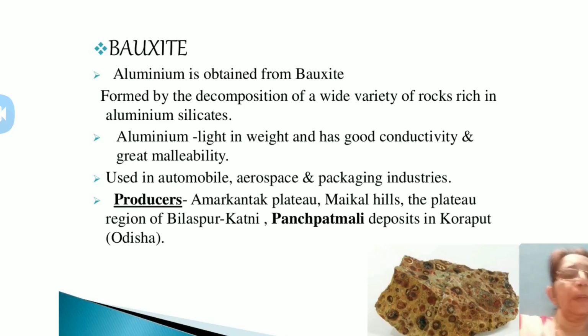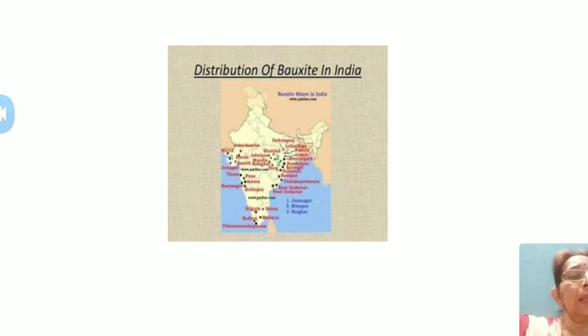Next we have bauxite. Aluminium is obtained from bauxite, formed by the deposition of a wide variety of rocks rich in aluminium silicate. Aluminium is light in weight and has very good conductivity, used majorly in automobile, aerospace and packaging industries. The main producers of bauxite are Amarkantak Plateau, Maikal Hills, the plateau region of Bilaspur-Katni, Panchpatmali and Koraput in Orissa. These are the distributions of bauxite in India.